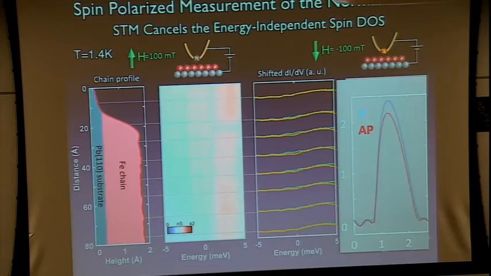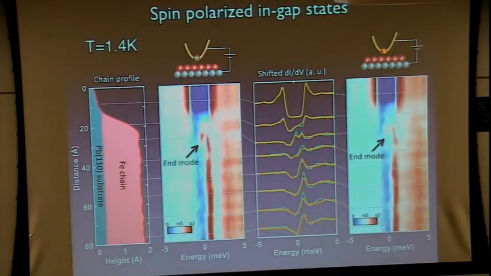Now let's remove the field. Field is 0. The tip can be trained up or it can be trained down. And you can go through and make measurements of all these features: the zero bias peak, the zero mode, the Shiba states, and of course the superconducting background. So you can see clearly there are differences in the spin contrast of both the zero mode and also the Shiba state.